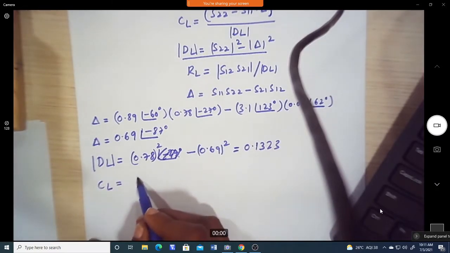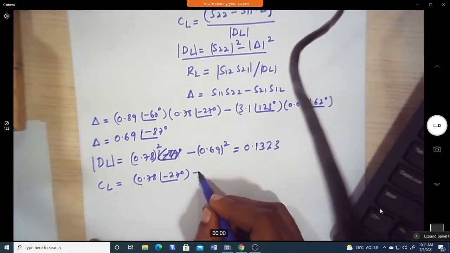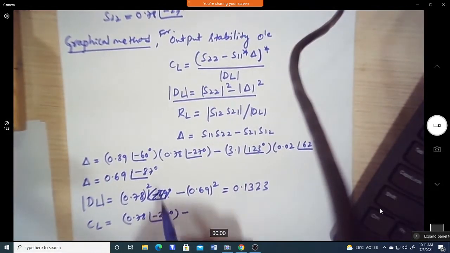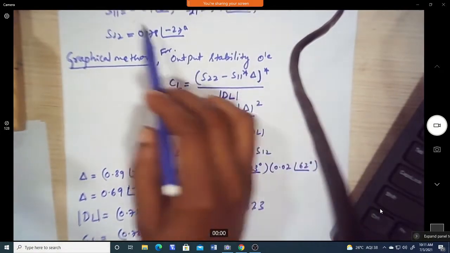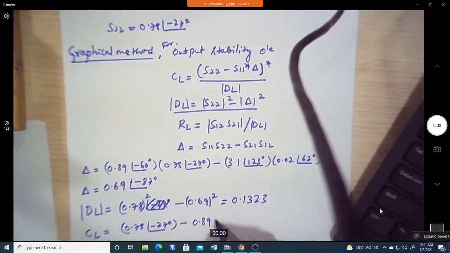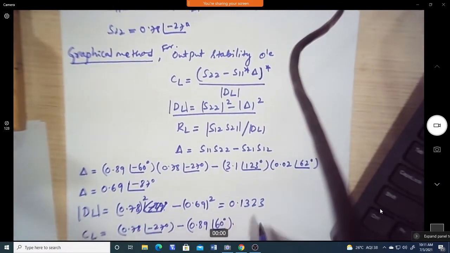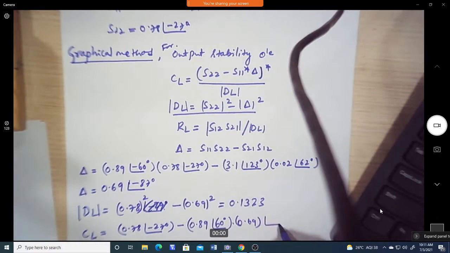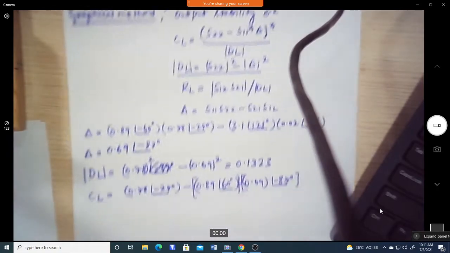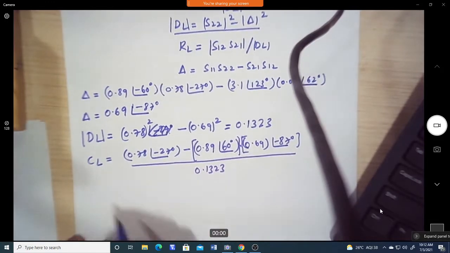Next find out CL. CL is S22, that is 0.78 at an angle minus 27 degree, minus S11 complex conjugate. If you take the complex conjugate, the angle becomes positive, that is 0.89 at an angle plus 60 degree, into delta, which is 0.69 at an angle minus 87 degree. This is divided by the DL value, that is 0.1323. Now find out the value of CL.